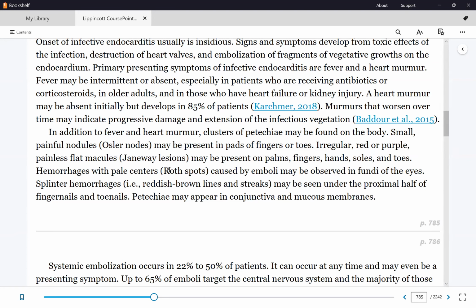Finally, we also have Roth spots. These are seen in the eyes. So on eye exam by the doctor, they will see Roth spots, and that will complete the picture. So they will make a diagnosis of you may have endocarditis.